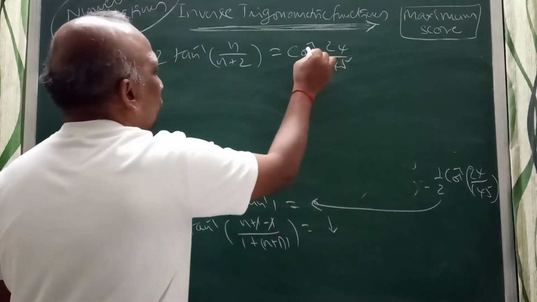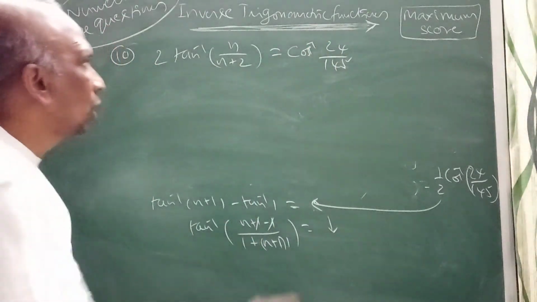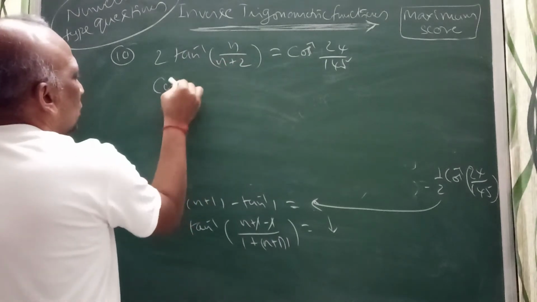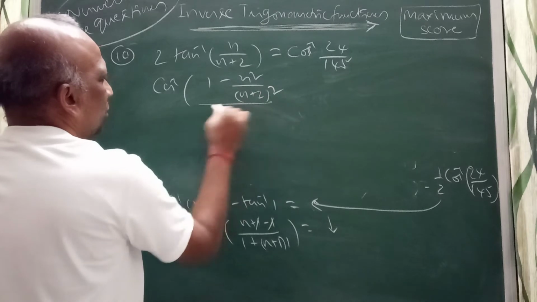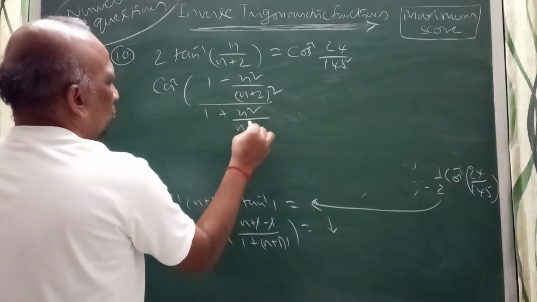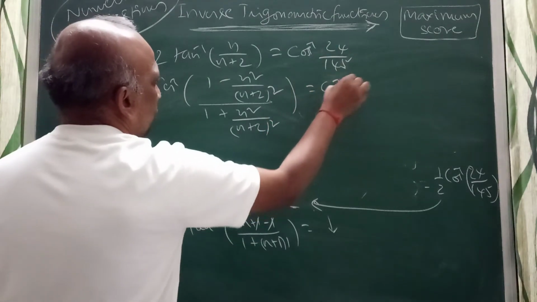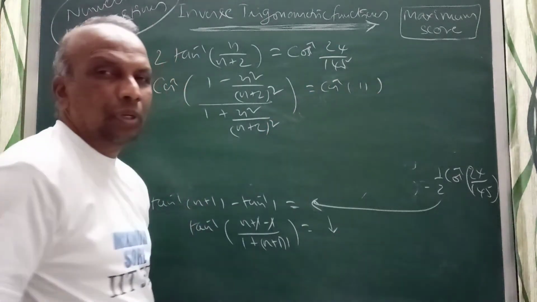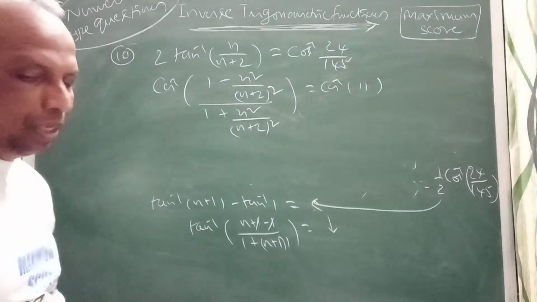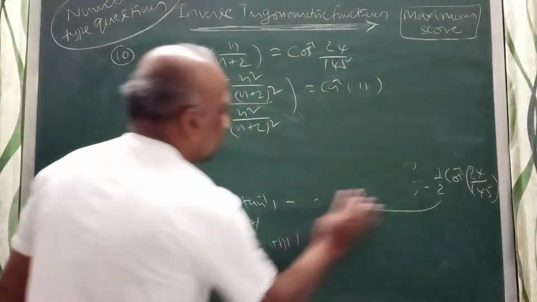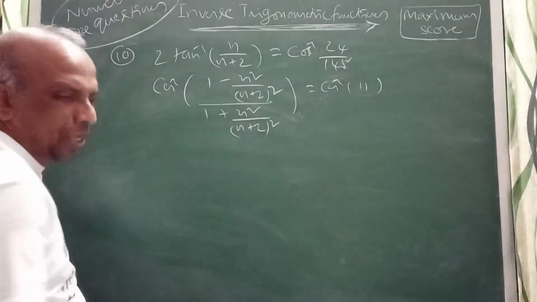To eliminate the functions on both sides, we use the 2 tan inverse x formula; we know that 2 tan inverse x equals cos inverse of (1 minus x square) by (1 plus x square), right? Again 1 plus x square equal to this. Now I can simplify. To simplify this, it gives the required. Now you can simplify; you should find the value of n.